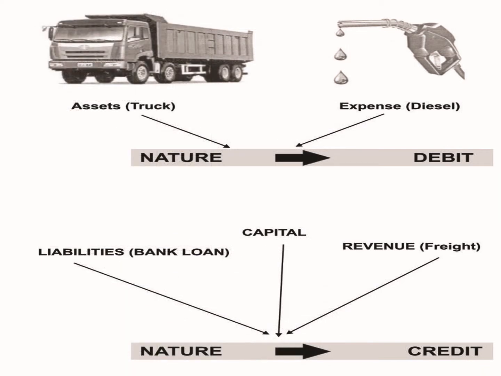This is the pictorial representation to understand the nature of accounts and whether it has to be debited or credited. Here the truck is an asset and the diesel which is used in the truck is an expense. When assets and expenses increase, they have to be debited. When liabilities, capital and revenue increase, they have to be credited.